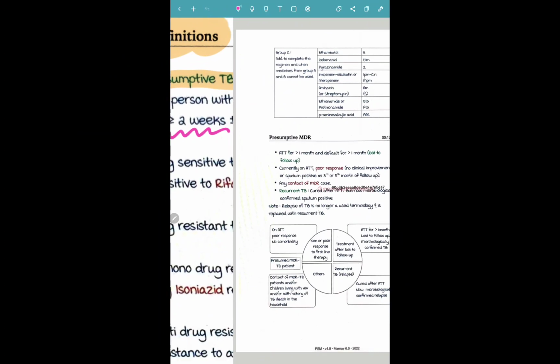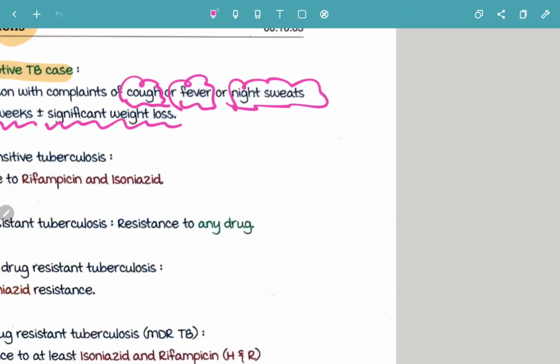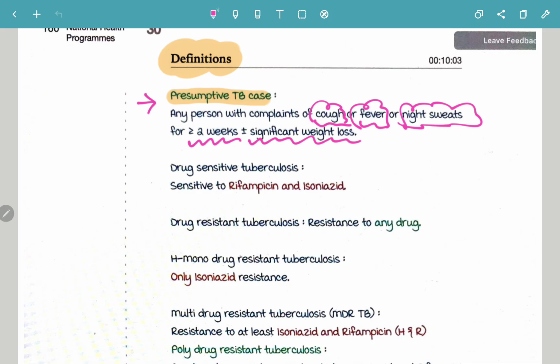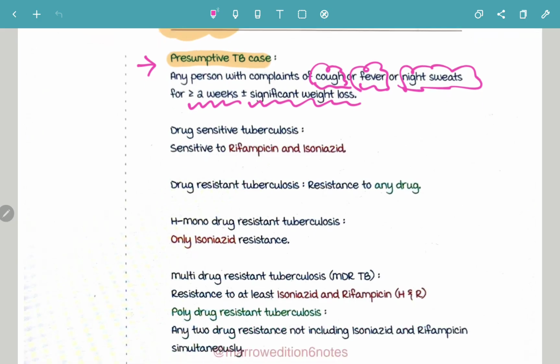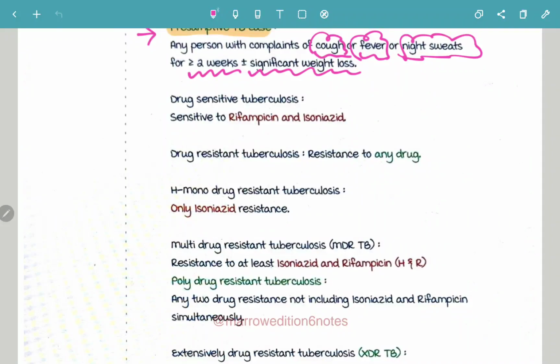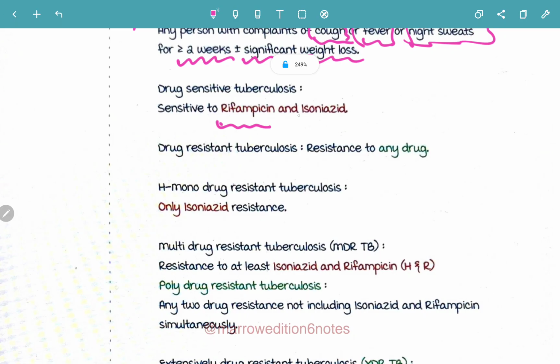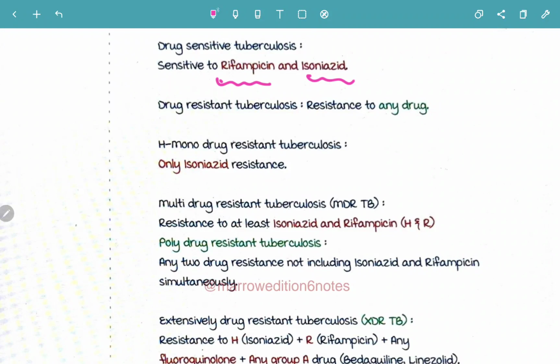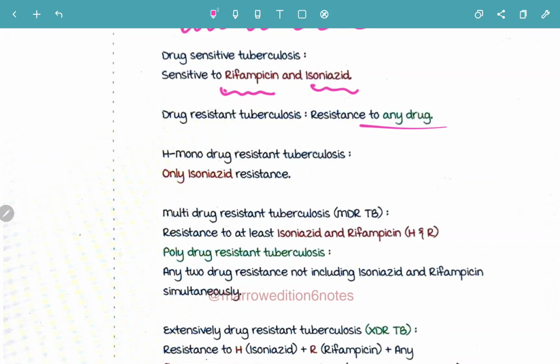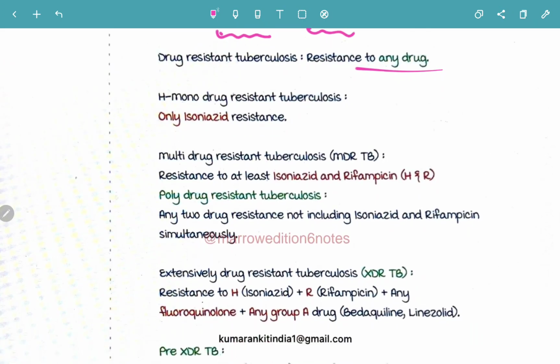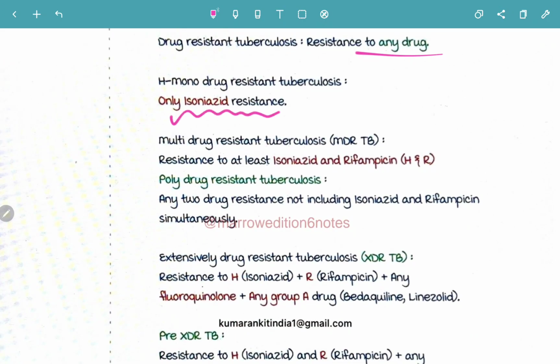So when do we say is a presumptive TB case? Any person with complaints of cough, evening rise of temperature, night sweats, for a duration of more than or equal to 2 weeks, plus or minus significant weight loss, is a presumptive TB case. Drug sensitive tuberculosis are the ones which are sensitive to rifampicin and isoniazid. And drug resistant tuberculosis is resistance to any other drug. Monodrug resistant tuberculosis is only isoniazid resistance.